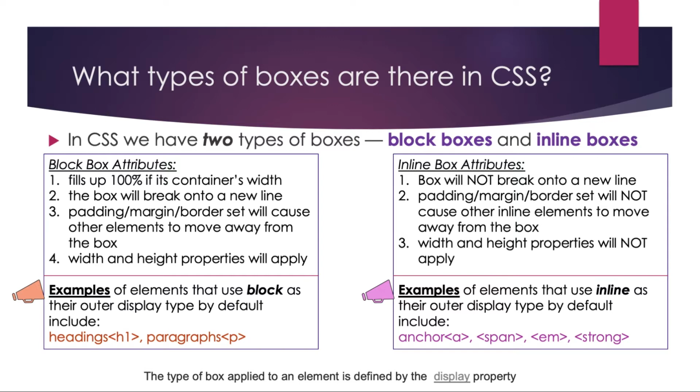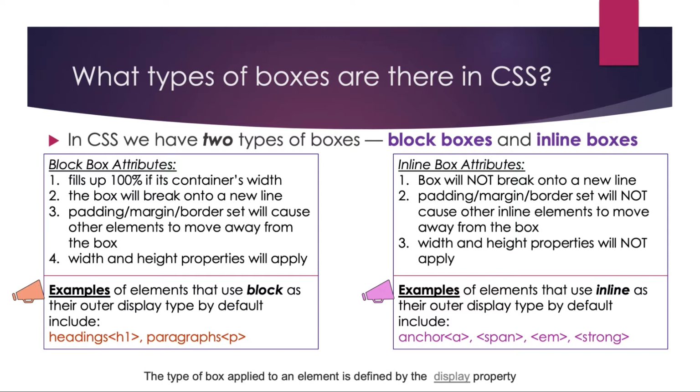The block box fills up 100% of its container's width, right? So just about every box will sit in a container, so it's going to fill up whatever that width is to 100%. If it's a block box, it'll break onto a new line. Padding, margin, and border settings will cause other elements to move away from the box. Width and height properties are permissible. They will apply. Examples of elements that use block as their outer display type by default include things like headings, H1 through H6, and paragraphs.